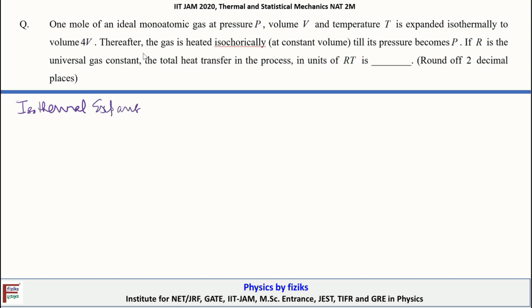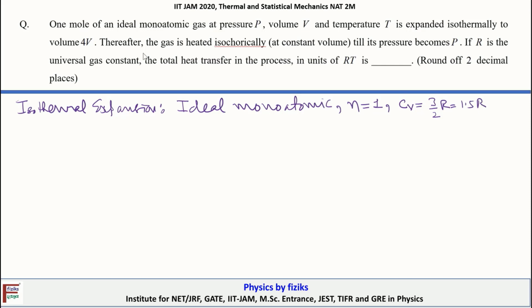Okay, and it is an ideal monoatomic gas. So ideal monoatomic gas, that means it's given that the number of moles is 1, and because it's a monoatomic gas, the corresponding heat capacity at constant volume for 1 mole of gas will be 3/2 R, which is further equal to 1.5 R.